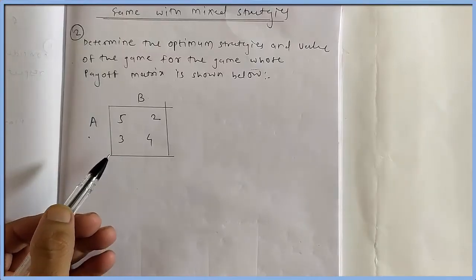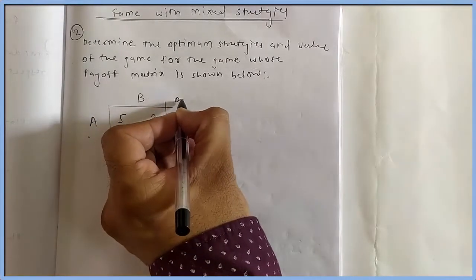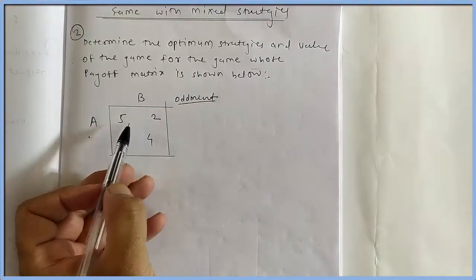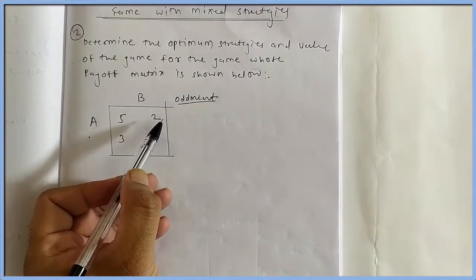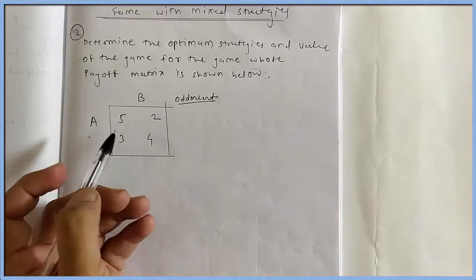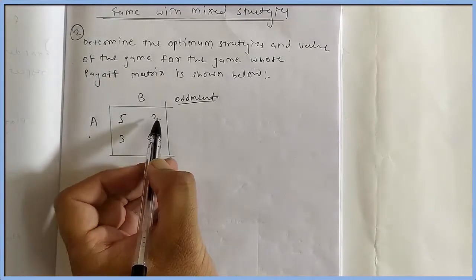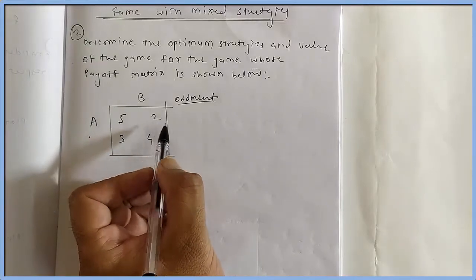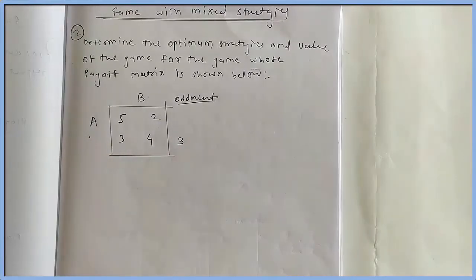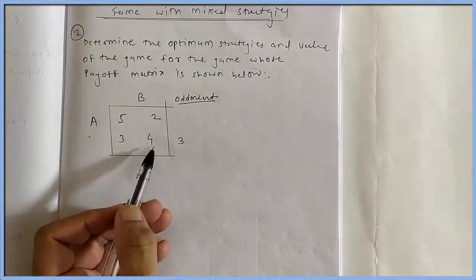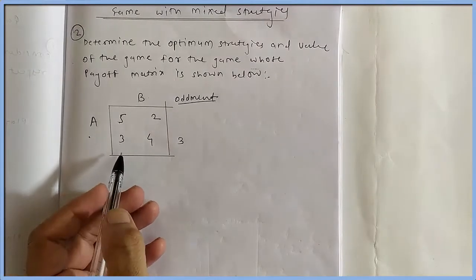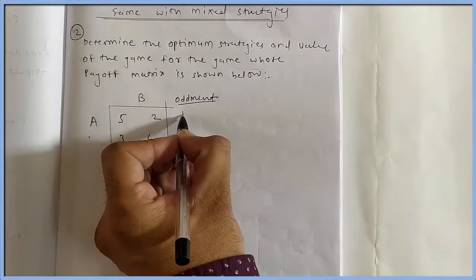Now for the mixed strategy, first step is find out the oddments of row. Take the difference of first row, highest number minus lowest number, and write down that opposite to that row. Here highest number is 5, lowest number is 2, and the difference is 3. Write down that 3 opposite to that row. Now look at the second row, 3 and 4, highest number is 4, minus 3 is equal to 1. Write down that 1 against that row here.